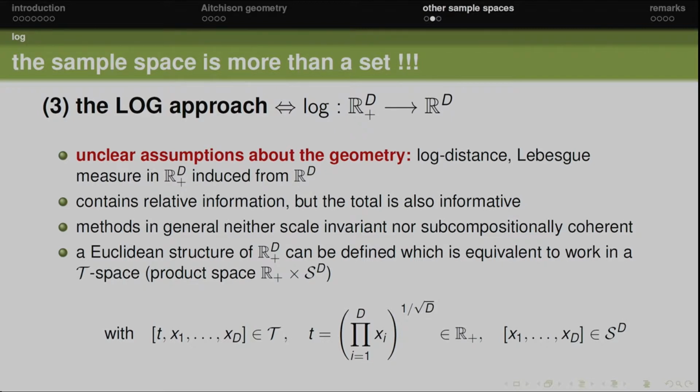In such a case, what we consider as a possibility that can be interesting, especially to explore the relative information or the compositional information in the data, is to use a T-space, which is a product space of the positive real line corresponding to the total, to the informative total, which can be modeled then, and the information contained in the composition. And this allows you to work in this space.